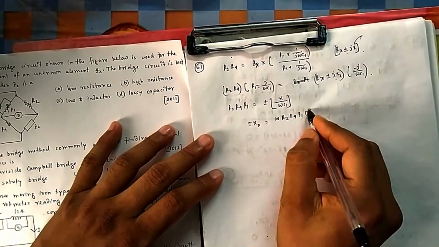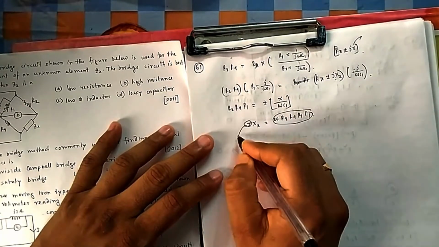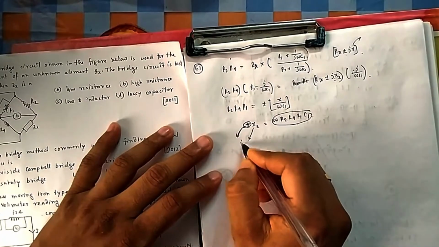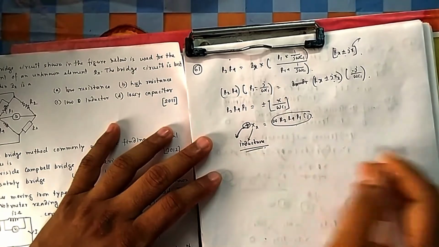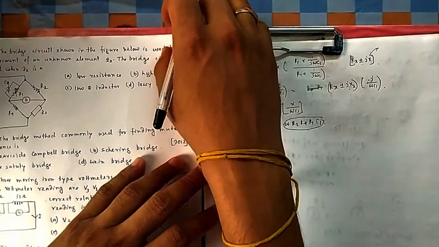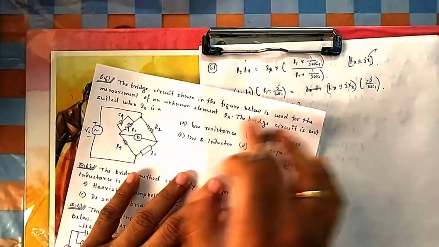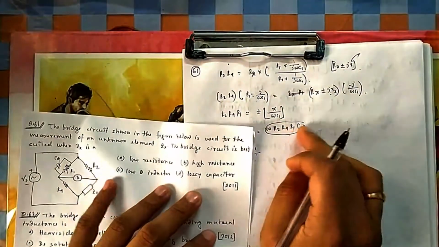Now you know all these values are positive, so it cannot be negative. So this x should have a positive sign. That means your x should be inductance. That is for sure. So from here only you can say what it should be. It should not be only resistance, because you need to have x. Otherwise it will not get balanced.